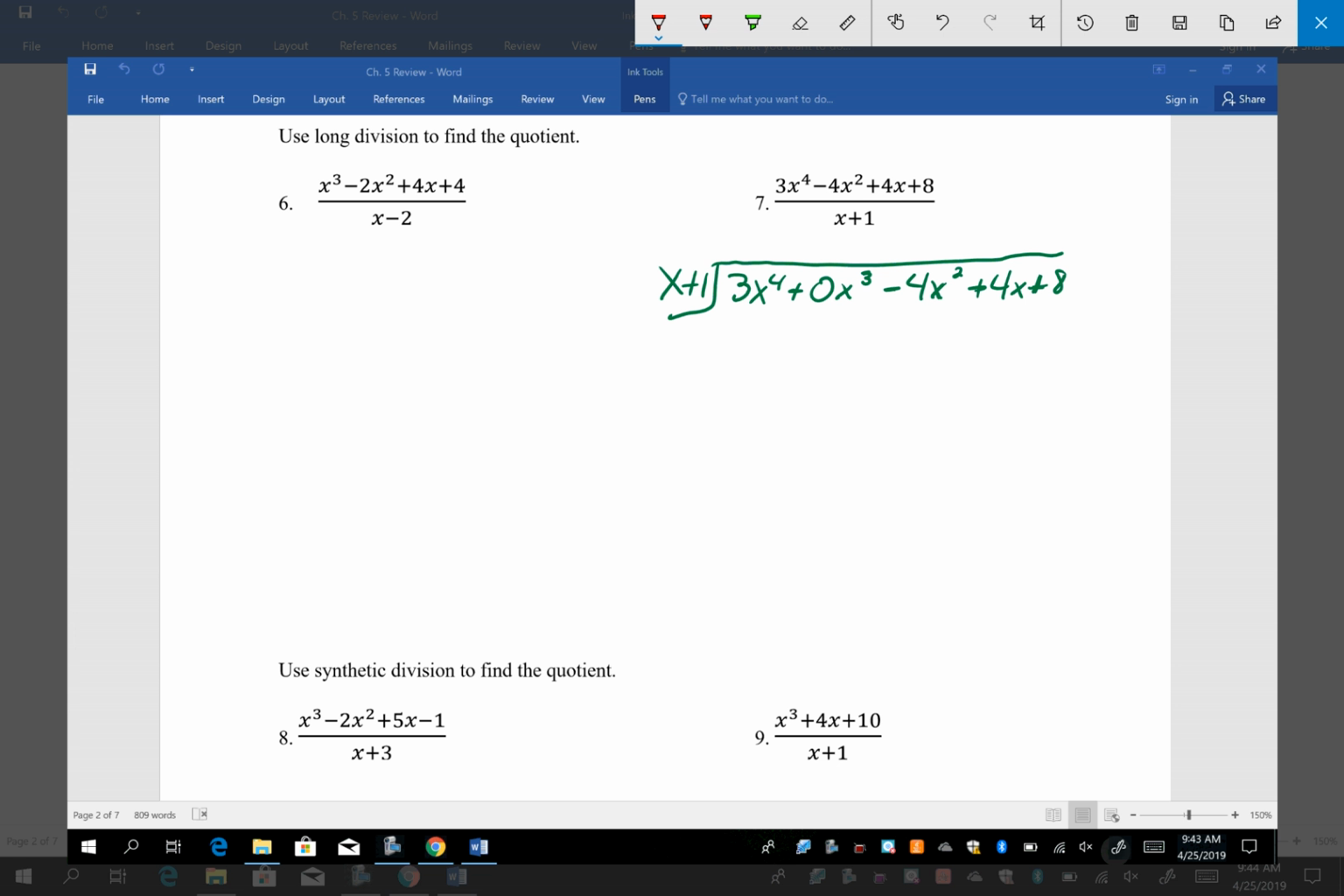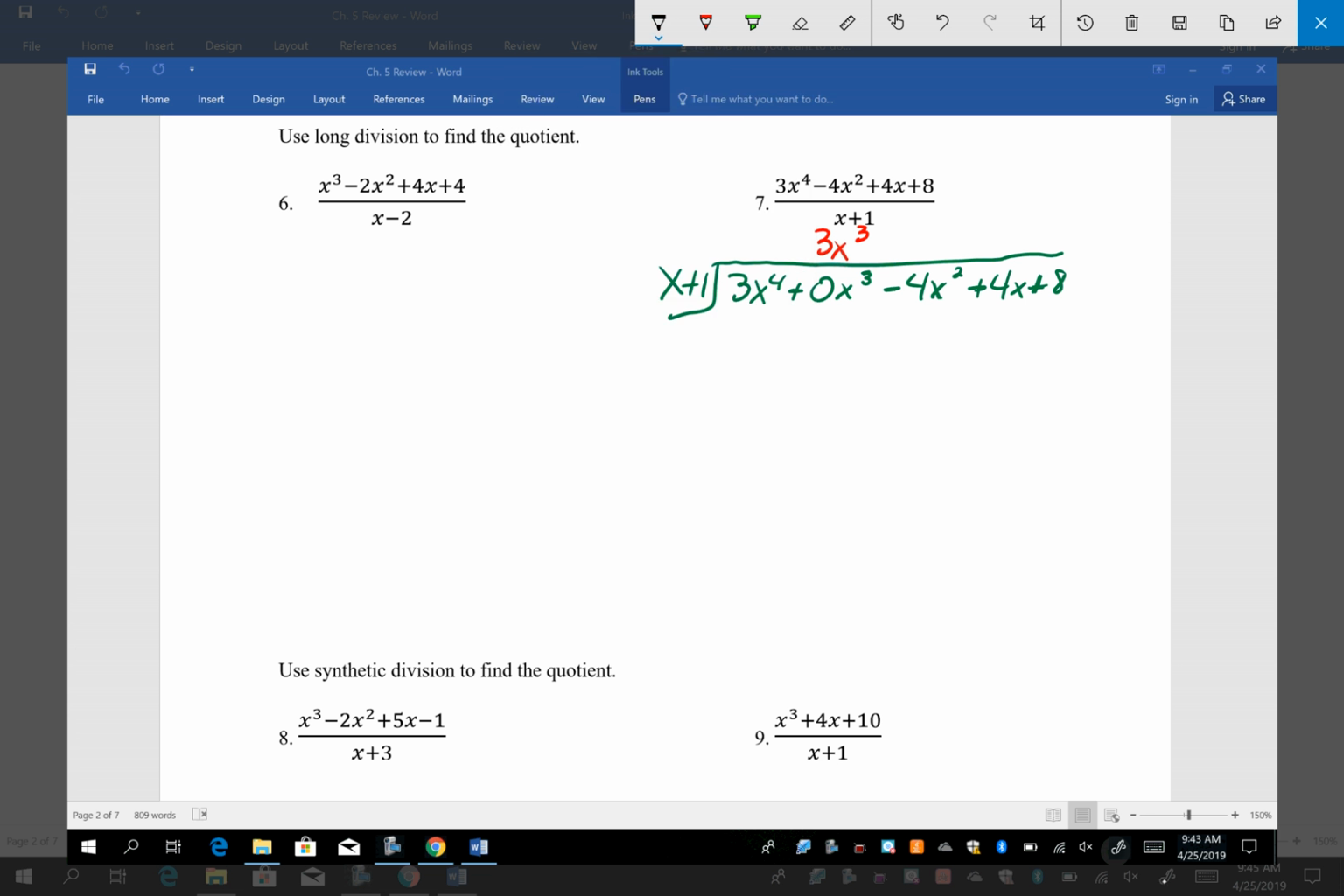I need to figure out what I'm going to multiply x by to get 3x to the 4th power. Or another way to think of it is how many times does x go into 3x to the 4th power? And it's 3x cubed. Now I personally write that on top of my x cubed component in the dividend. You don't have to. I don't care. All right, so what is 3x cubed times x?